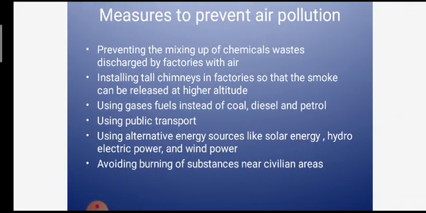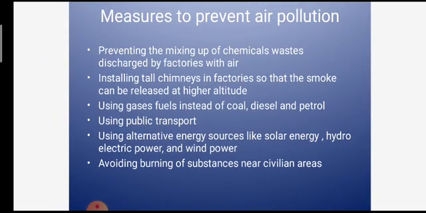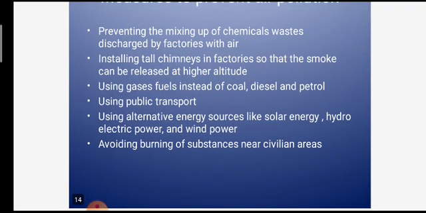These are the measures to prevent air pollution. Once again, I repeat: we need to prevent the mixing of chemicals and waste discharged by the factories with air. Then we need to install long chimneys in the factories so that smoke releases at a higher altitude. Use gaseous fuels instead of coal, diesel and petrol. Use public transport. Use natural resources like solar energy, hydroelectric power and wind power. And avoid burning substances near civilian areas. This was the chapter about air.